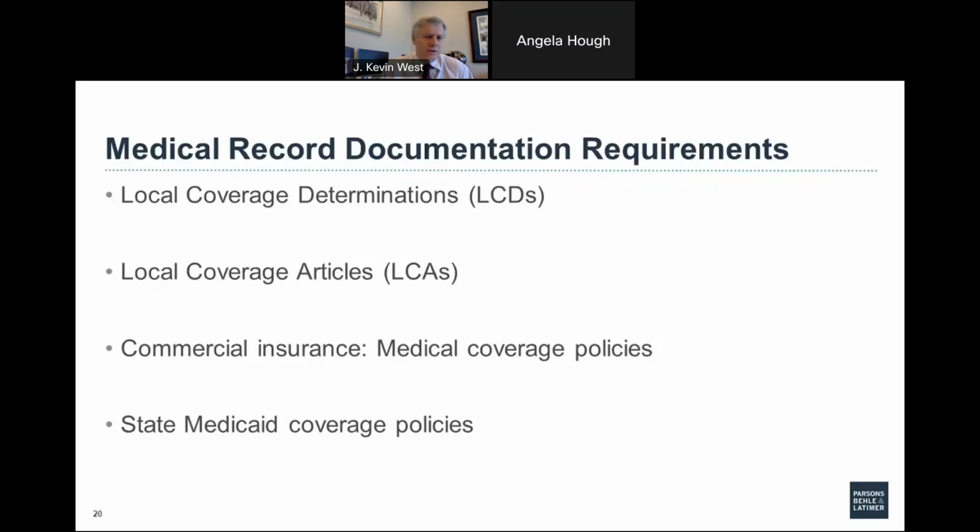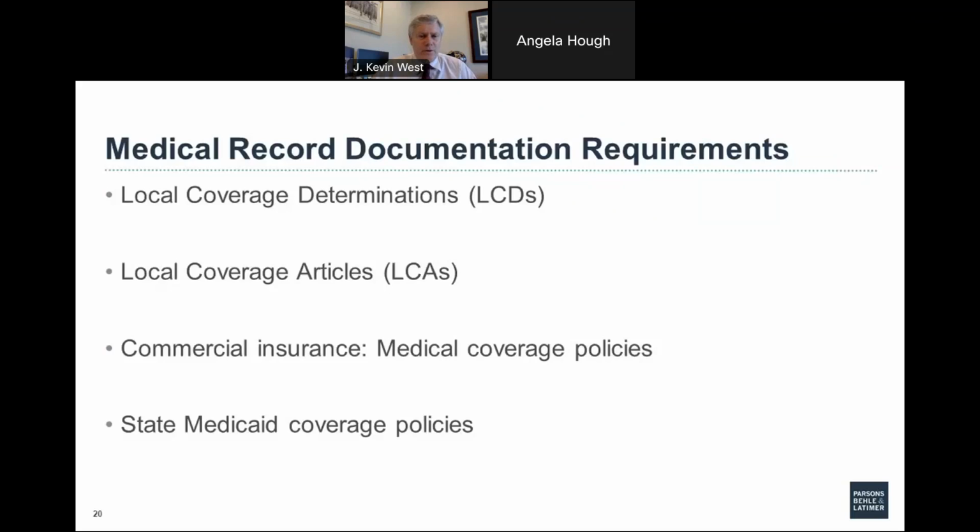When you get into commercial insurance like Blue Cross Blue Shield or Humana or whatever, you are looking at policies issued by a particular insurance carrier. Those are often spelled out in a provider manual document. And then when you get to Medicaid, the individual states often promulgate their own coverage policies, which must be consistent with national policy.